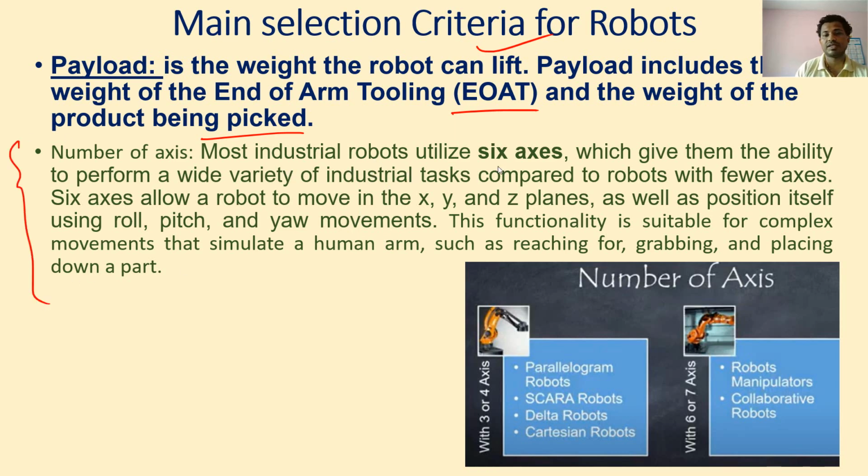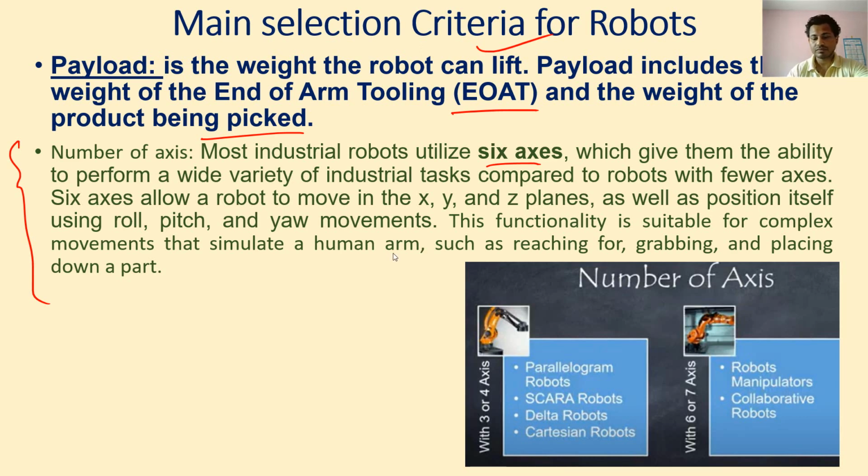Most industrial robots utilize 6 axes, which gives them the ability to perform a wide variety of industrial tasks compared to robots with fewer axes. 6 axes allow the robot to move within the X, Y and Z planes as well as position itself using roll, pitch and yaw movements. This functionality is suitable for complex movements that simulate human arms, such as reaching for, grabbing and placing down a part.